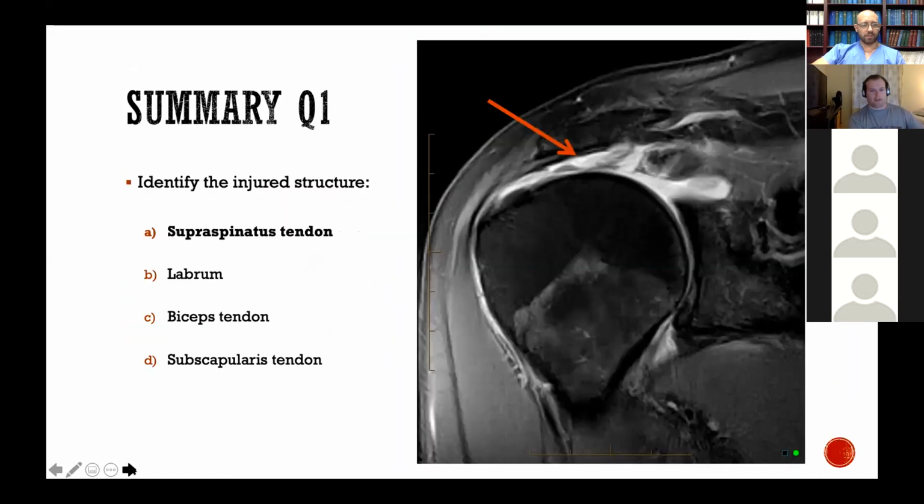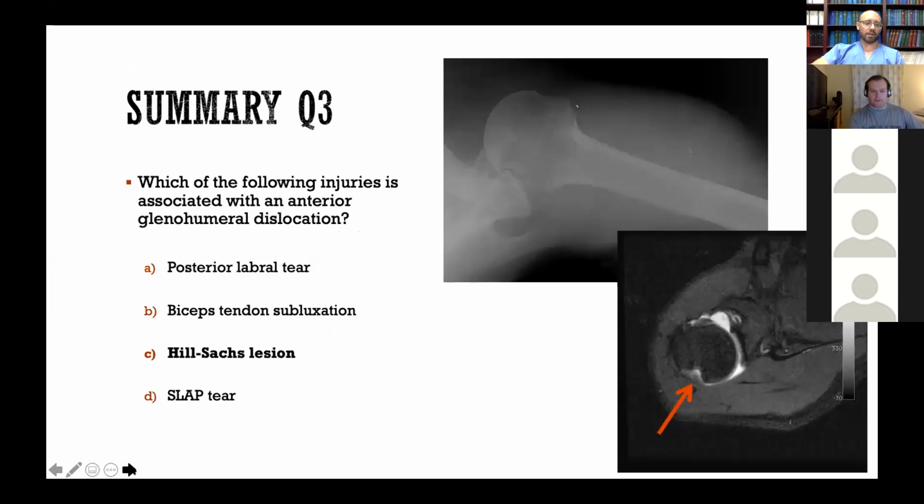What was the last one? SLAP, which we did an image of earlier.